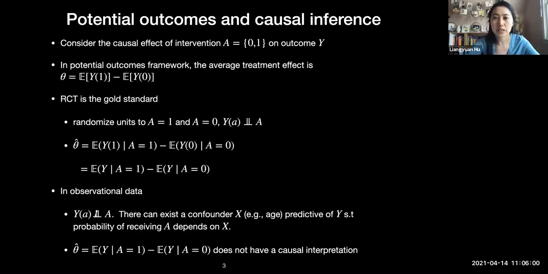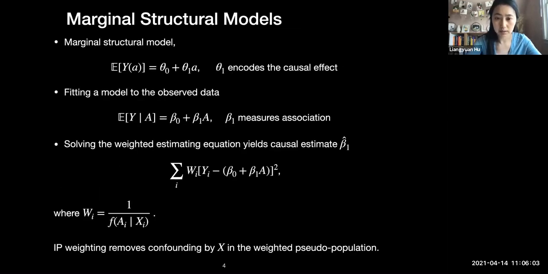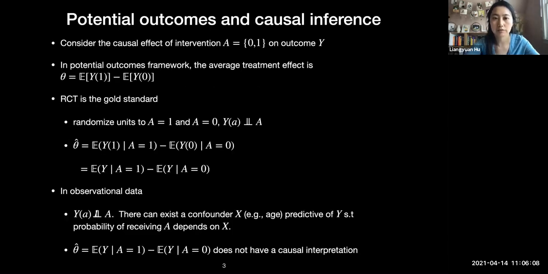So suppose we want to estimate the causal effect of a binary treatment on some outcome Y, right? So in the potential outcomes framework, the average treatment effect can be defined as a difference in the means of two sets of potential outcomes. So Y1 here is the potential outcome that would have been observed had everyone in the population received the treatment. And Y0 is similarly the potential outcome that would have been observed had no one in the population received the treatment.